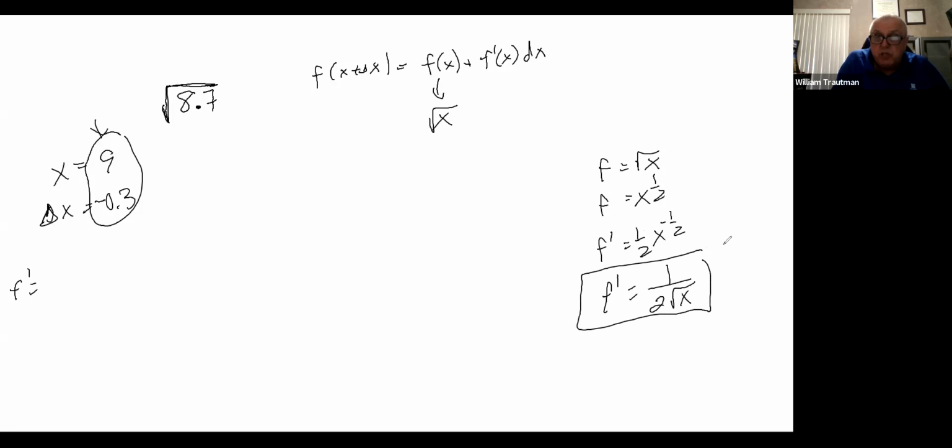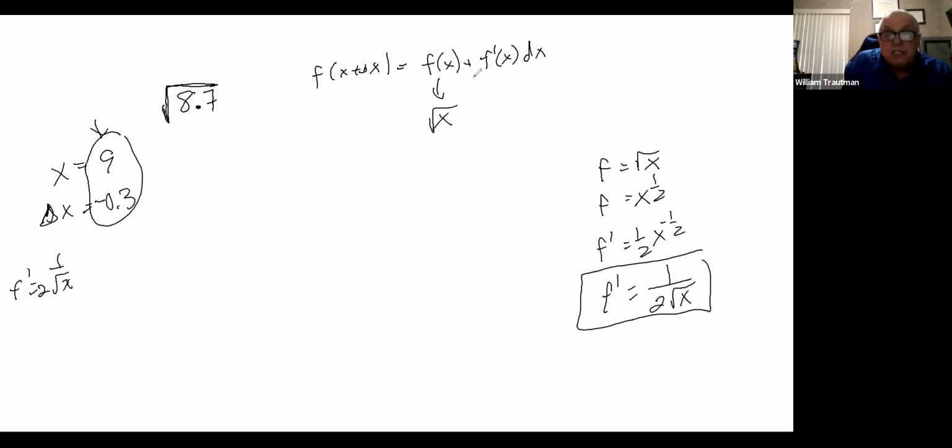So there's my derivative. And if you look, it's the same as the first one of these square root problems we did. The derivative of the square root of x is always going to be the same. It gets different when you start doing third roots. But the derivative, if we're doing a square root, will always look like this.